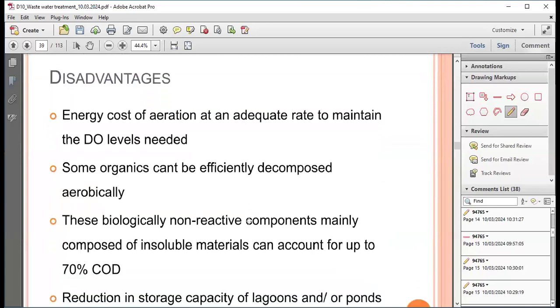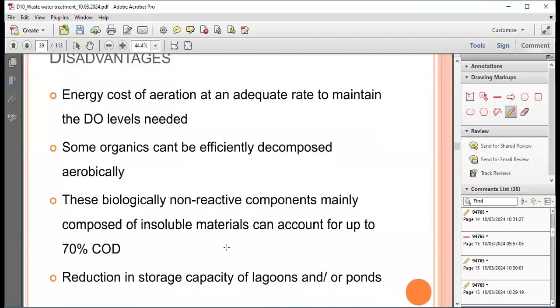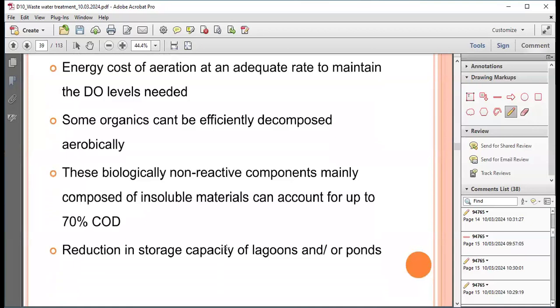These are the disadvantages. Energy cost of aeration at an adequate rate to maintain the DO level needed. Some organics cannot be efficiently decomposed aerobically. These biologically non-reactive components, mainly composed of insoluble materials, can account for 70% of COD. What's the meaning of COD? Chemical oxygen demand.